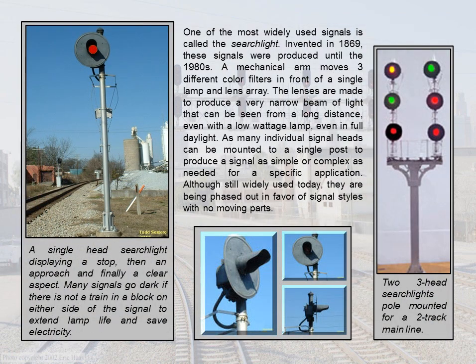One of the most widely used signals is called the searchlight. Invented in 1869, these signals were produced until the 1980s. A mechanical arm moves 3 different color filters in front of a single lamp and lens array. The lenses are made to produce a very narrow beam of light that can be seen from a long distance, even with a low wattage lamp, even in full daylight. As many individual signal heads can be mounted to a single post to produce a signal as simple or complex as needed for a specific application. Although still widely used today, they are being phased out in favor of signal styles with no moving parts.